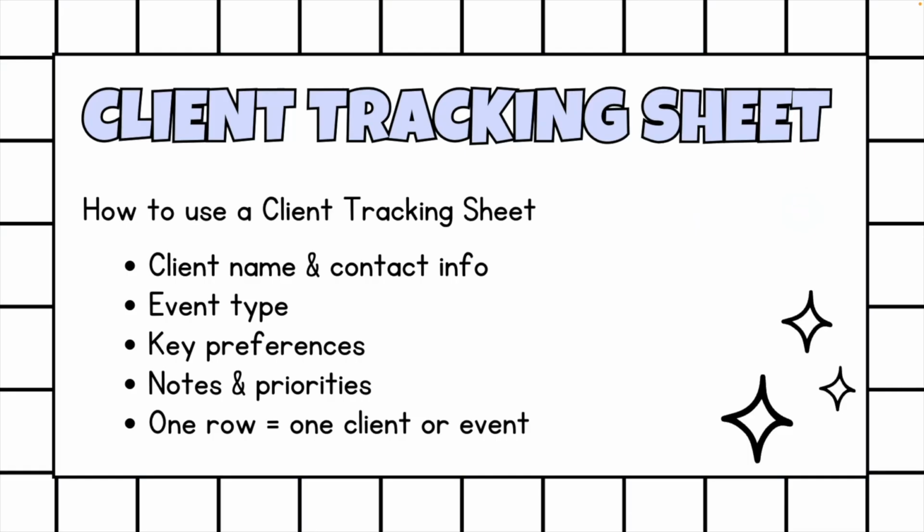And this is going to be an invaluable tool for organizing your client information effectively, right? So key elements to focus on include the client name and contact information, which are fundamental for maintaining that strong communication. Next, you'll want to record the event type and key preferences. These details will help you tailor each event to meet unique client expectations, right? And lastly, make use of the notes and priority section, right? This will ensure that every critical detail is captured, helping to prioritize tasks and streamline event planning, right? And remember, one row equals one client or event, keeping your sheet organized and efficient.